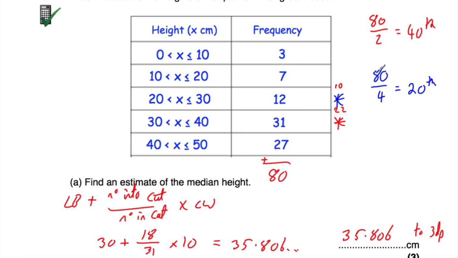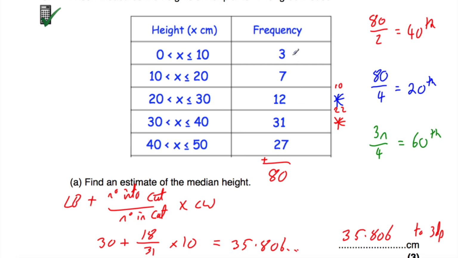So in terms of the upper quartile, halfway through the data would be the median. Quarter of the way through the data would be the lower quartile. The upper quartile is 3/4 of the way through the data. So we need to do 3/4 of 80, and 3/4 of 80 would be 60. So we're looking for the 60th value.